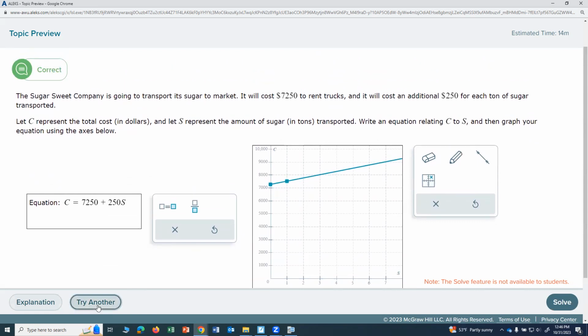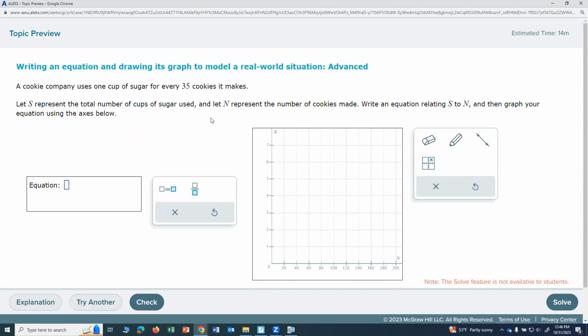Let's do one more. So same topic here. A cookie company uses 1 cup of sugar for every 35 cookies it makes. Let S represent the total number of cups of sugar used, and let N represent the number of cookies made. Write an equation relating S to N and then graph your equations using the axes below. So S is my vertical axis. So I'll have S equals, and then I need some number multiplied by N.